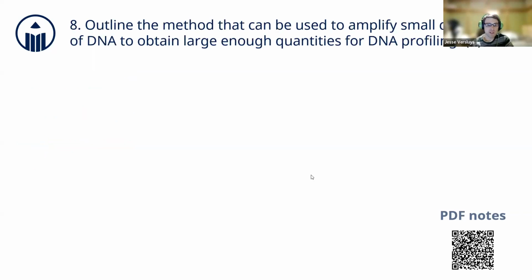Okay, then we've got a 3-mark question. Outline the method that can be used to amplify small quantities of DNA to obtain large enough quantities for DNA profiling. So this is a short answer question. You've got to write a little bit for this one. Give it a try in the response form if you want, and then we'll have the answers in a minute.